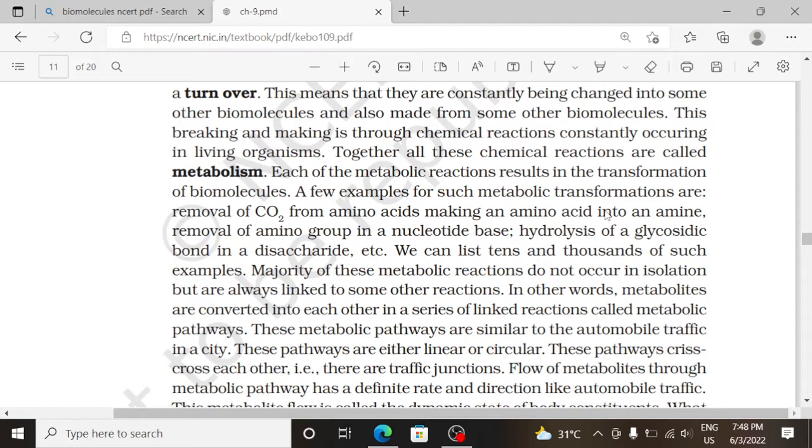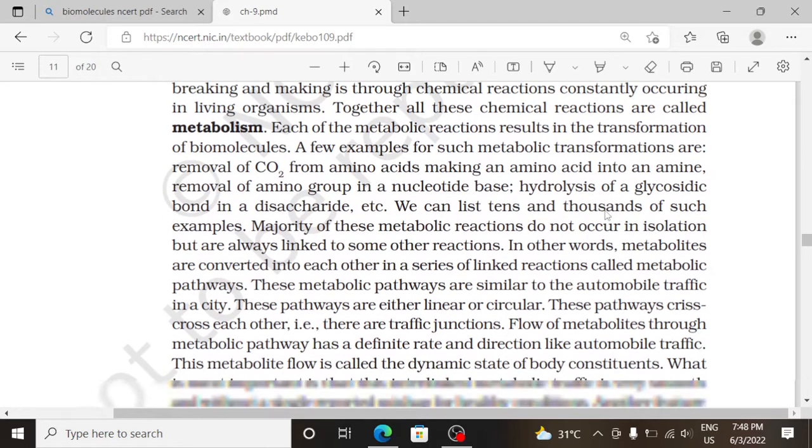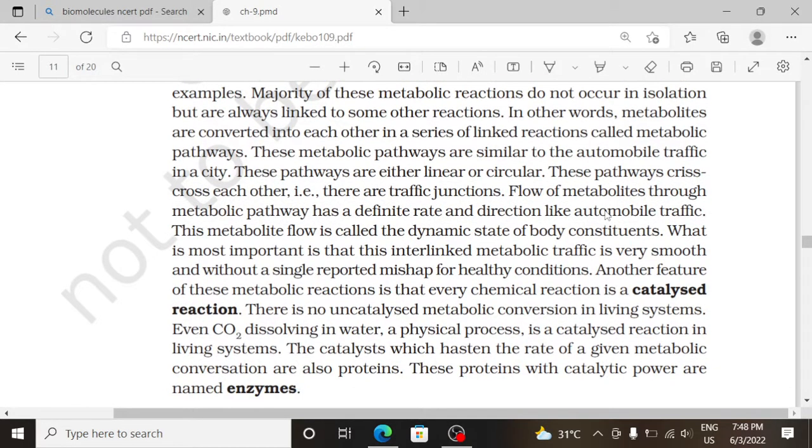Majority of these metabolic reactions do not occur in isolation but are always linked to some other reactions. In other words, metabolites are converted into each other in a series of linked reactions called metabolic pathways. These metabolic pathways are similar to the automobile traffic in a city. These pathways are either linear or circular. These pathways crisscross each other, that is, they are traffic junctions. Flow of metabolites through a metabolic pathway has a definite rate and direction like automobile traffic. This metabolite flow is called the dynamic state of body constituents. What is most important is that this interlinked metabolic traffic is very smooth and without a single reported mishap for healthy conditions.